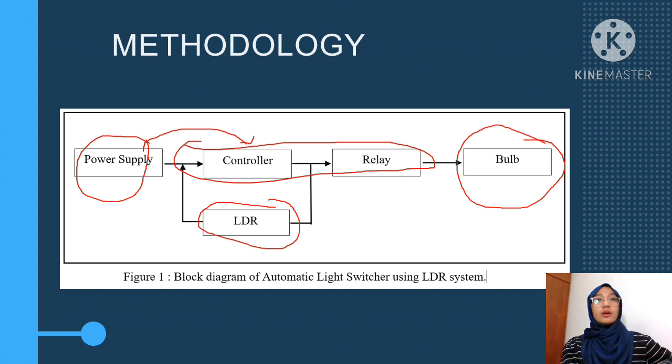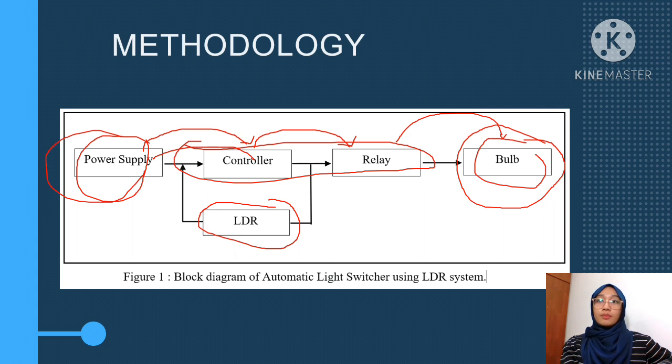The power supply will transfer the data to the controller, and then the LDR will send. The LDR is a sensor, so it states whether the value of the sensor is more than or equal to 50%, and then it gives the data to the relay, and the output will be the bulb. So it flows from the power supply to the controller, the controller to the LDR, then back to the controller, then the relay and then the bulb, and at the bulb it will show either the light is on or off.